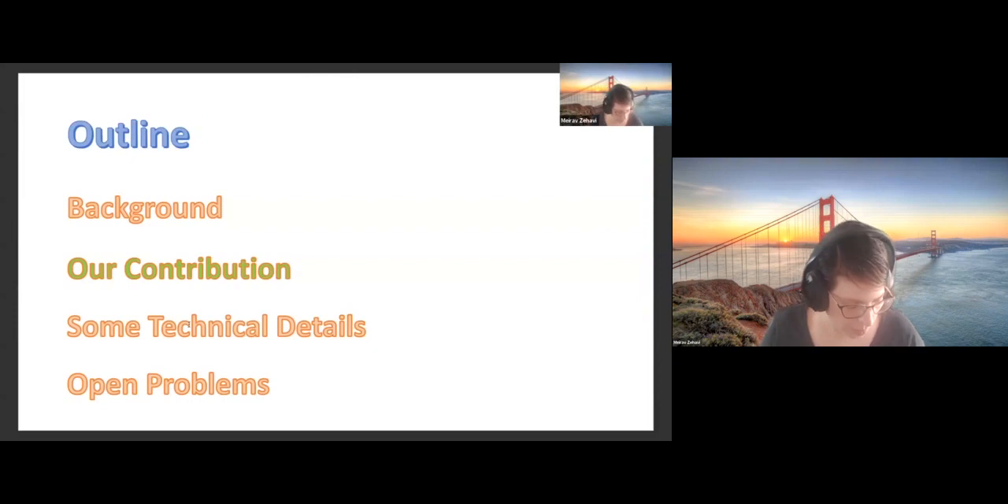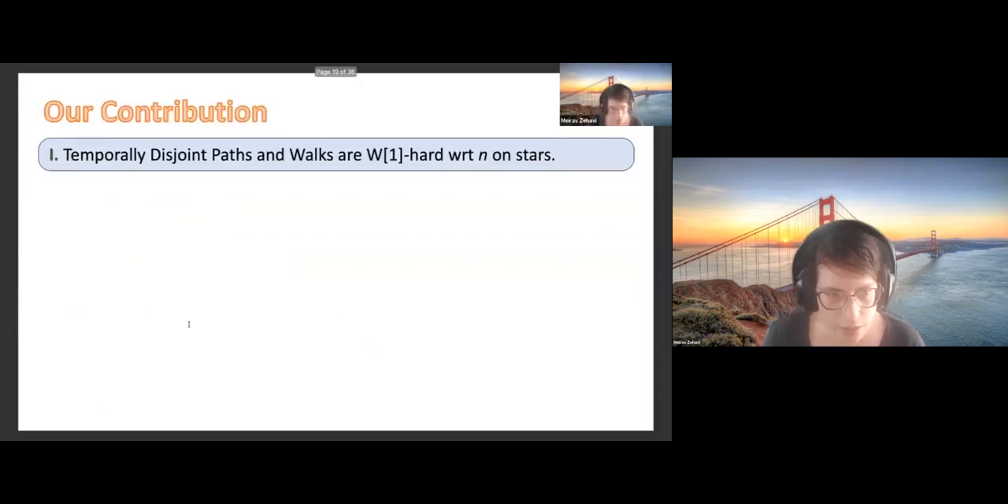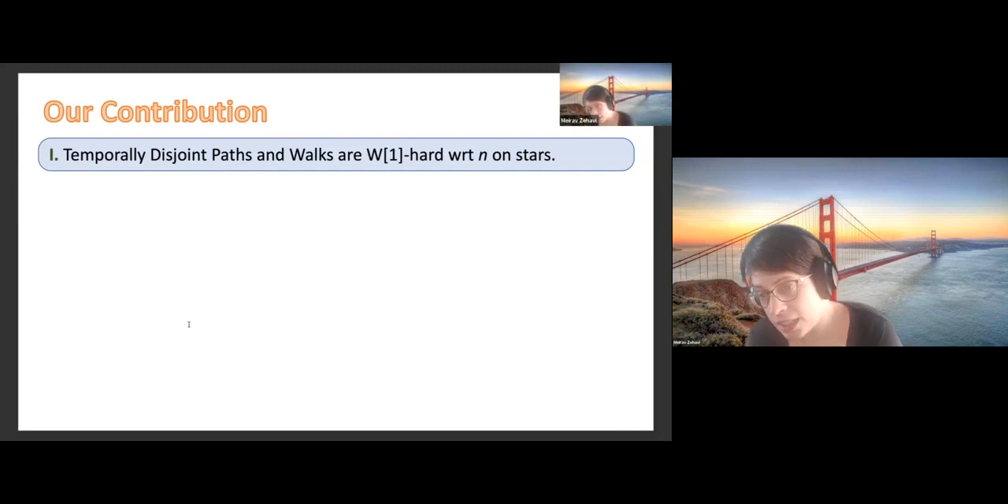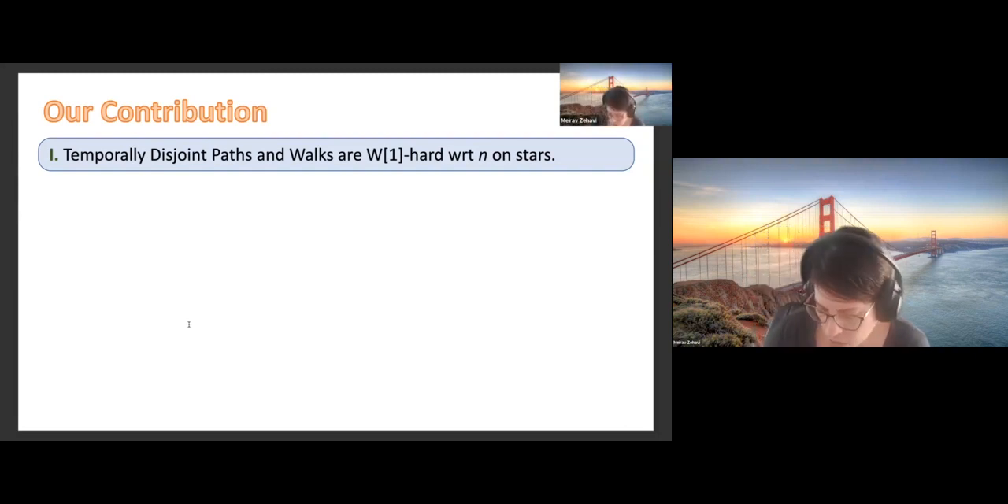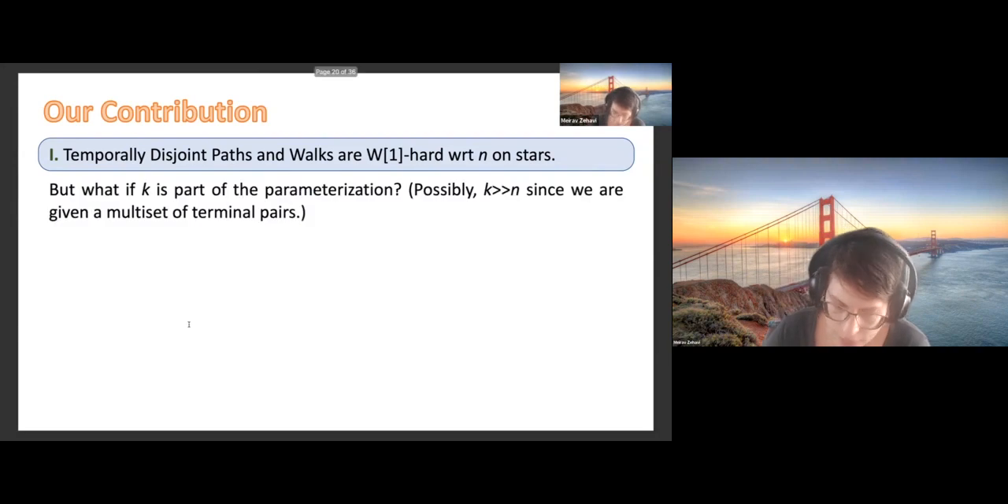Good, so now let's move to what is our contribution. First, we wanted to consider the parameter, the number of vertices in the graph, which is seemingly large. So it seems like it should give us some positive result, FPT, but it turns out that the problem is very hard because temporally disjoint paths and walks, both versions, are W[1]-hard with respect to n, the number of vertices, even on stars.